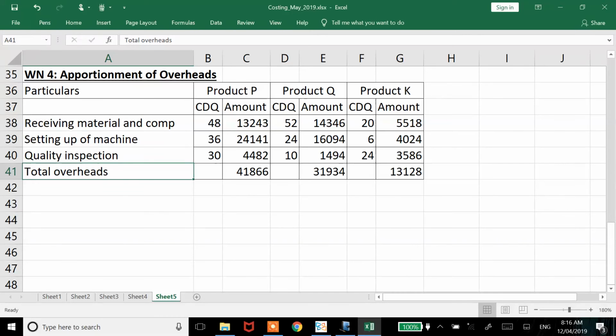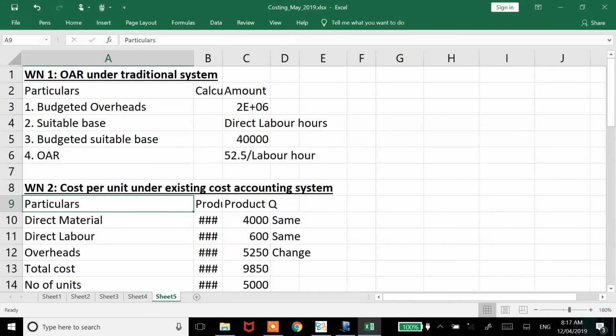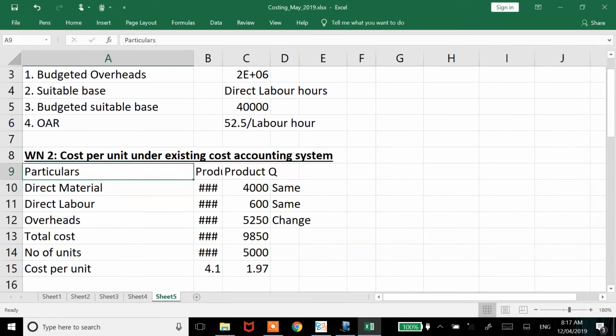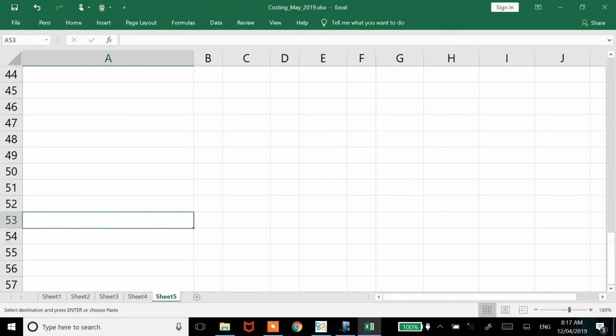Any doubts in this? This will be the total overheads figure. Can I proceed? Working note 5, cost per unit under ABC. I'll come to product key analysis in some time. I'll copy paste this. Cost per unit under ABC.